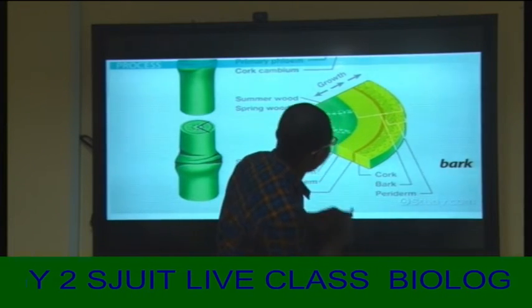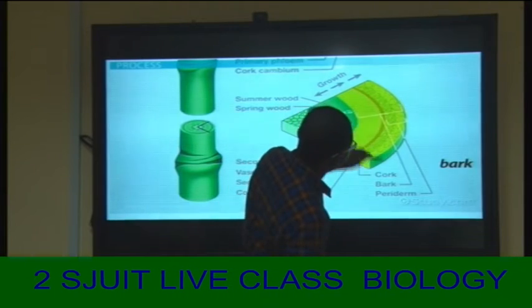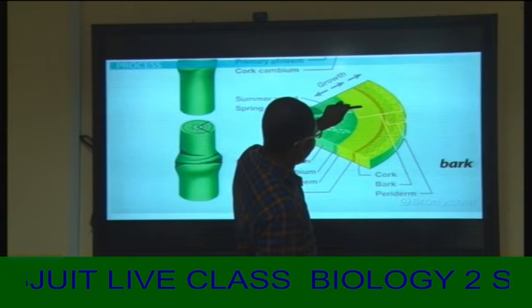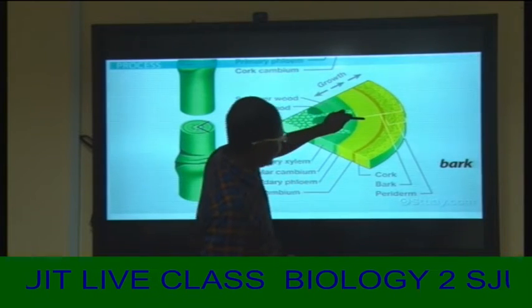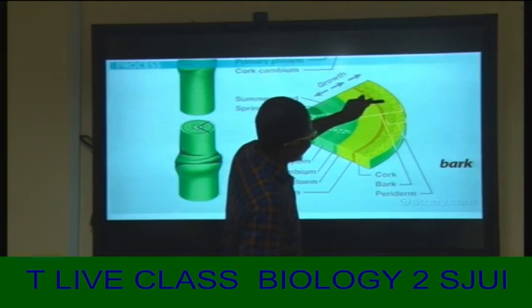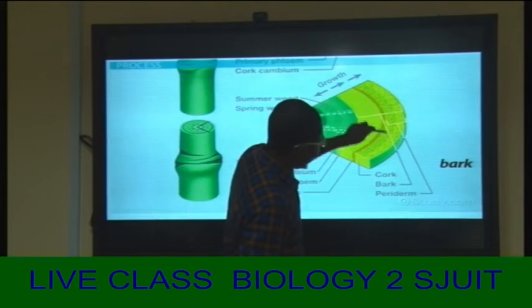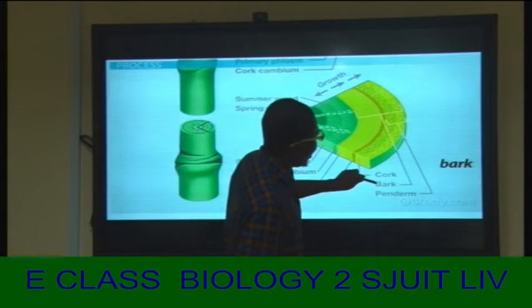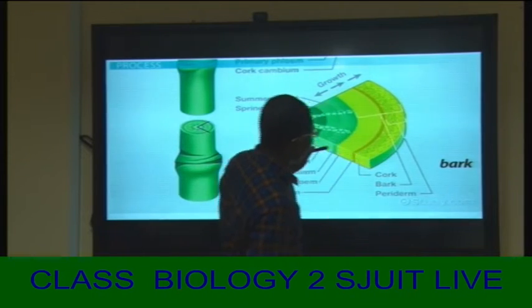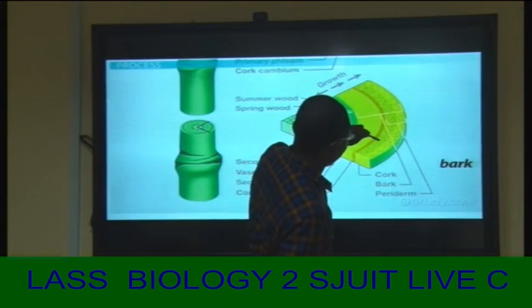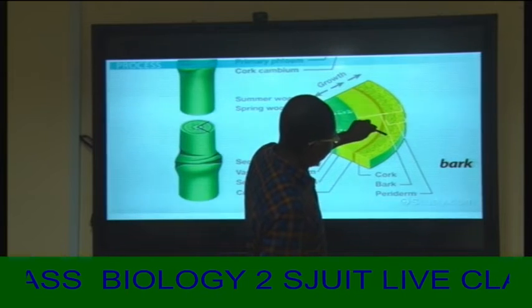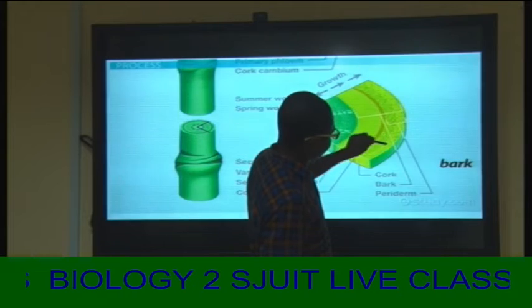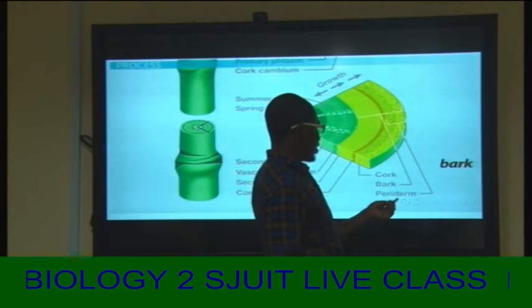As you can see here, this one here is the secondary phloem. So the secondary phloem together with the cork, this one here, will form the bark. Okay, and a combination of the cork cambium, the cork, and the phelloderm normally forms the structure that is called the periderm.